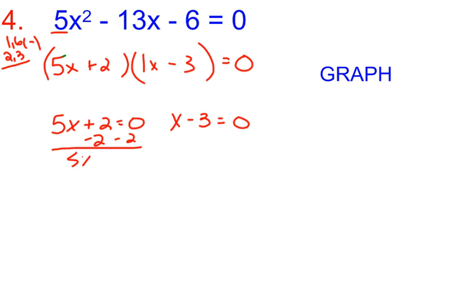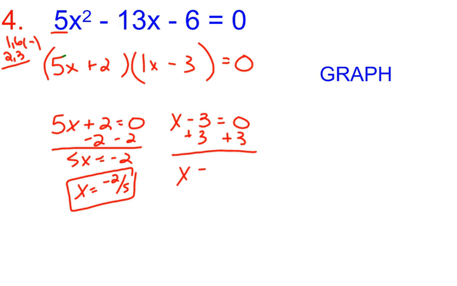Here I'd have 5x equals negative 2. Divide by 5, so x equals negative 2/5. There's one of my solutions. Here I'm going to add 3 to both sides, so x equals 3. There's my other solution. As I look at this graph now, let's picture this graph.